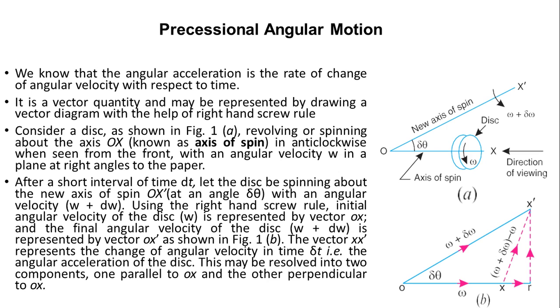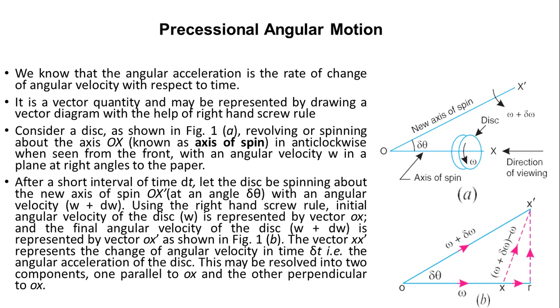So in total, if you consider now the vector diagrams as shown in figure B, if you draw the lines there for the vector diagram, the final vector is xx dash, moving from x to x dash. That represents nothing but the change of angular velocity in the time period of delta t. That is nothing but the angular acceleration of the disk.